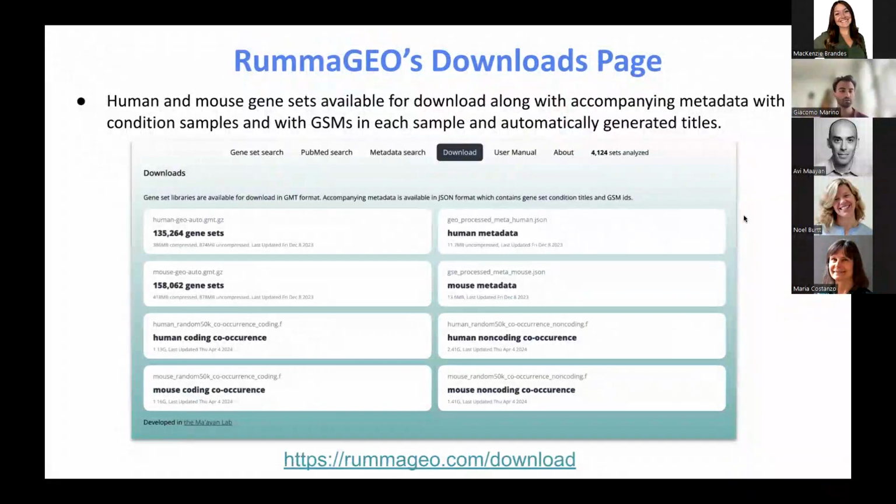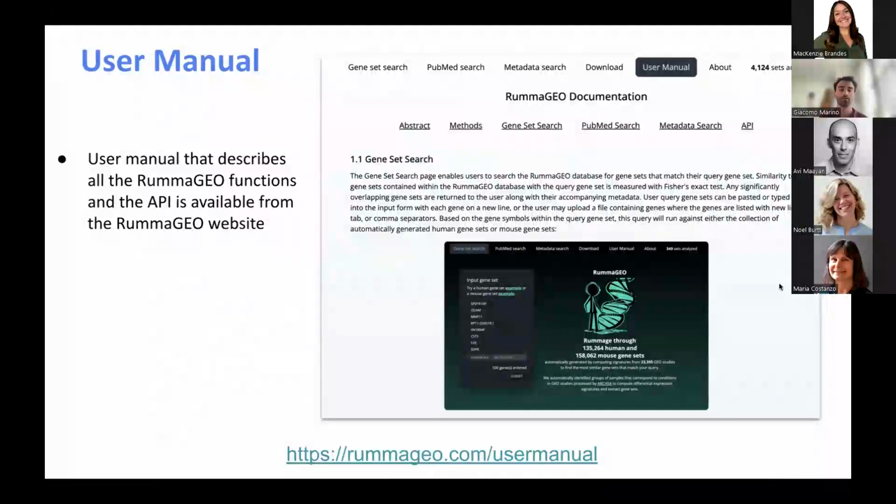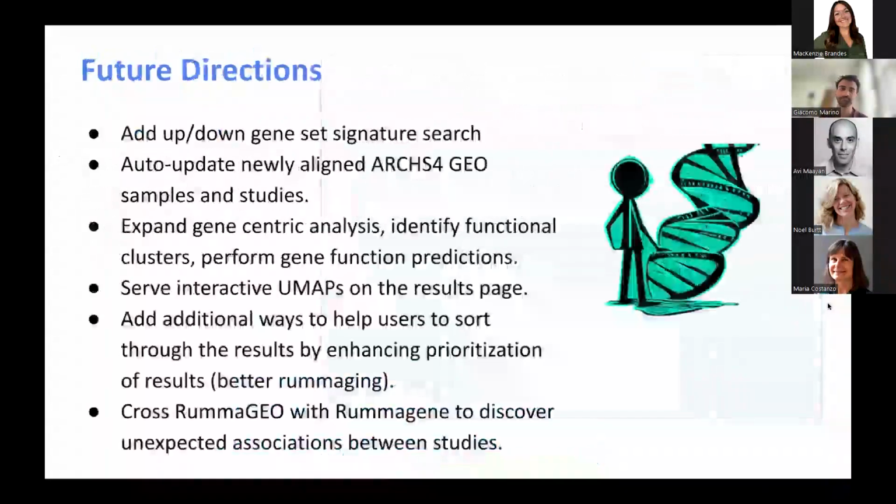We also have all these gene sets available for download, as well as the co-occurrence matrices that I referred to earlier. There's also a user manual help page where all of the functions of the site are explained.